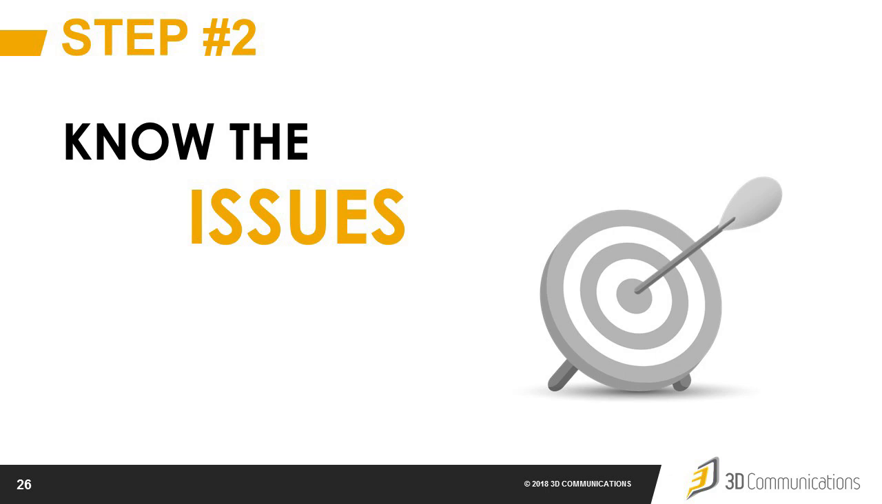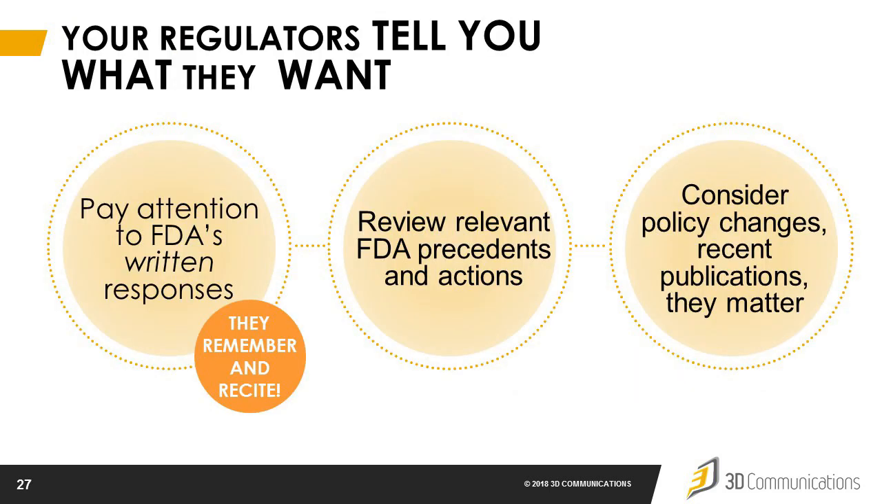Step 2 is know the issue. Very clear, you need to know the issues. You need to know what the FDA tells you. Read not only the letters, but also read between the lines. Most of the time, FDA is very good at telling you what their issues are specifically, but then they don't know exactly what they can ask from you, how to solve it. So read between the lines and make sure that you know that.